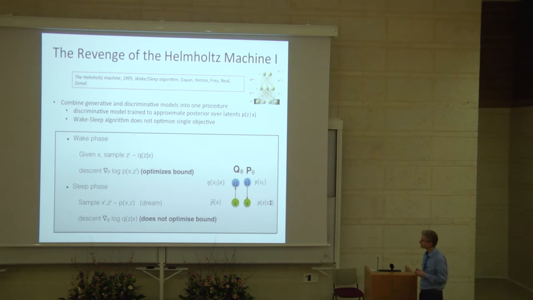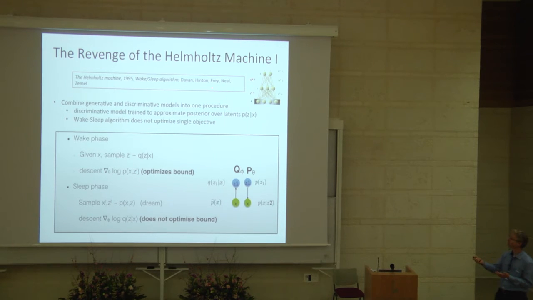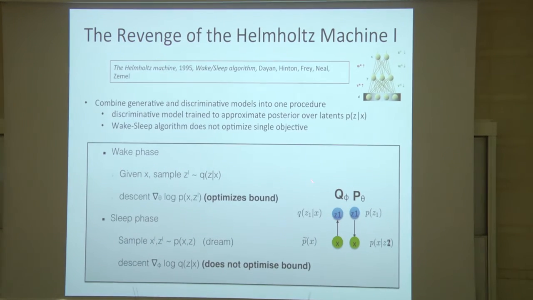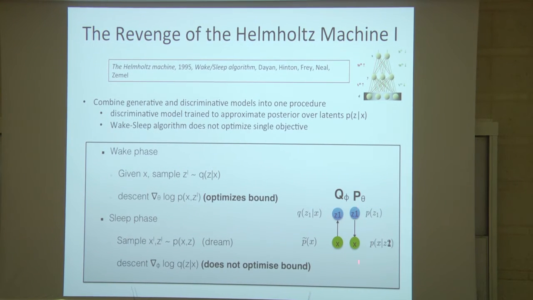But there may be a way, and there was a way in '95, where both of these models were present in one single model, or one single learning machine. It was called the Helmholtz machine by these authors. And the idea is really that you have a generative model on one side, generating latent variables and then going to X.